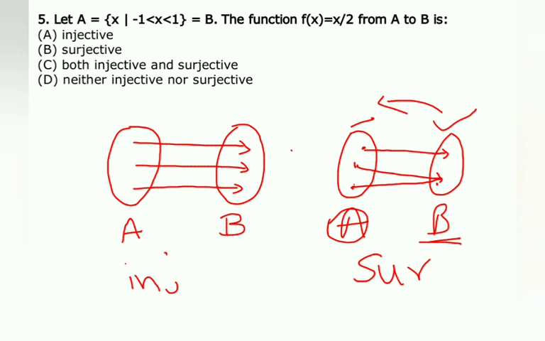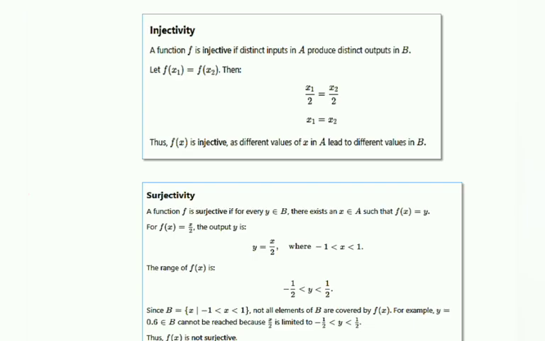So now let us solve the given problem. Given the function f of x equals x by 2 from A to B. Injectivity: injective means different inputs in A will produce different outputs in B. So according to the injective function, if f of x1 equals f of x2, then x1 by 2 equals x2 by 2, which gives x1 equals x2. Thus, f of x is injective as different values of x in A lead to different values in B.